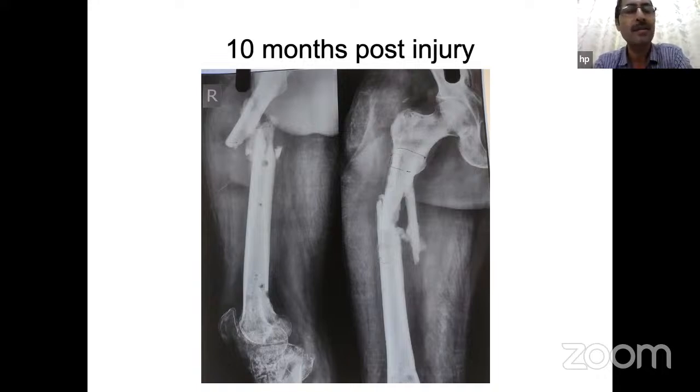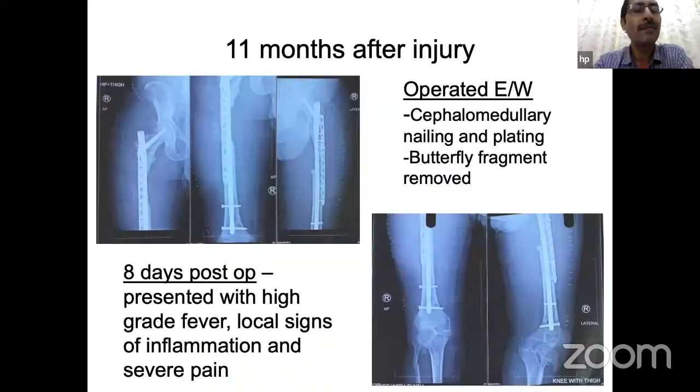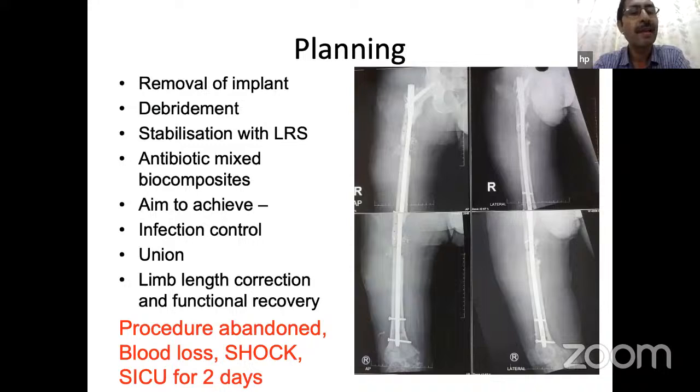Next slide, please, Dr. Shamsul. There we can see that IM nailing of the femur has been done, a cephalomedullary nail, and the large butterfly fragment was removed. Along with the nail, there was a plate applied over the femur, but only 8 days after the operation, the patient developed high-grade fever along with all the signs of infection. And the patient has severe pain. Next slide, please. And the patient presented to us.